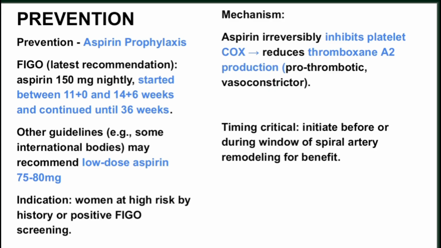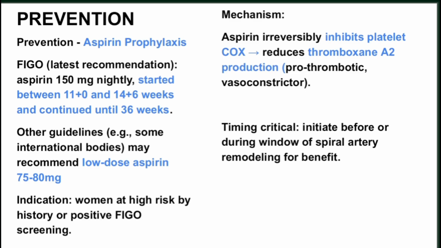So we need to give aspirin, and the mechanism of aspirin is simply that it inhibits platelet COX, which reduces thromboxane A2 production and prothrombotic vasoconstrictor. With that being said, we give a low dose of aspirin, about 75 to 80 milligrams, to prevent preeclampsia in a woman who is a high risk candidate for having preeclampsia.